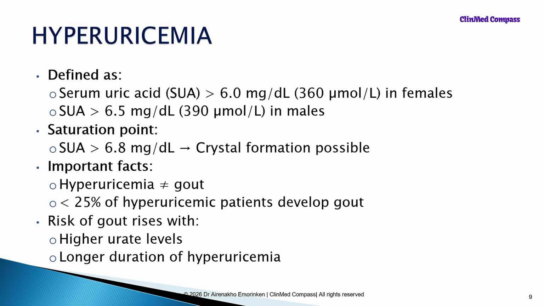However, it is very important to remember two exam and clinical facts. First, hyperuricemia does not equal gout. Many people have high uric acid levels and never develop gout. Second, a normal uric acid level does not exclude gout, especially during an acute attack. In reality, less than 25% of hyperuricemic patients develop gout, and the risk increases with higher uric acid levels and longer duration of hyperuricemia.